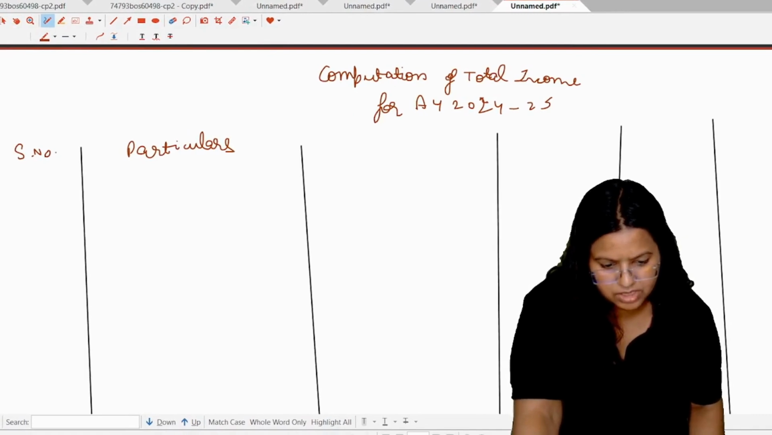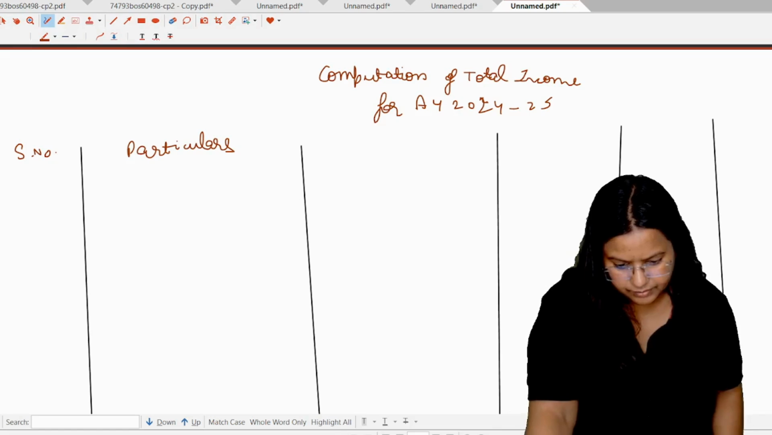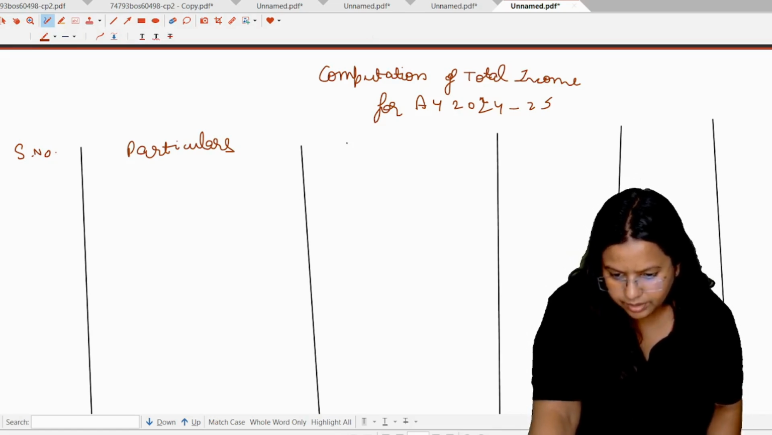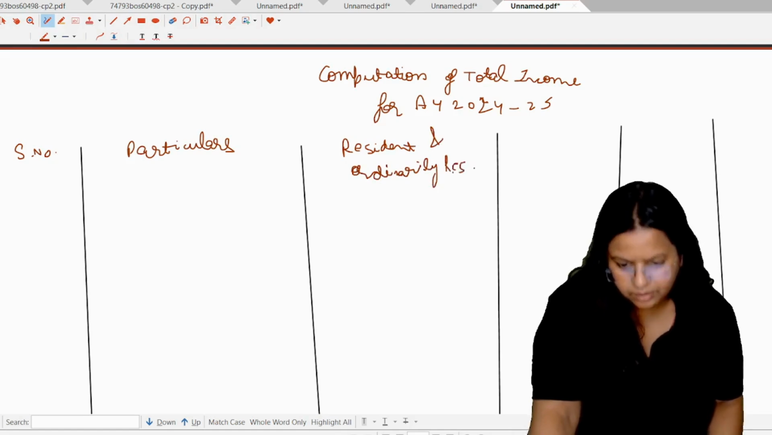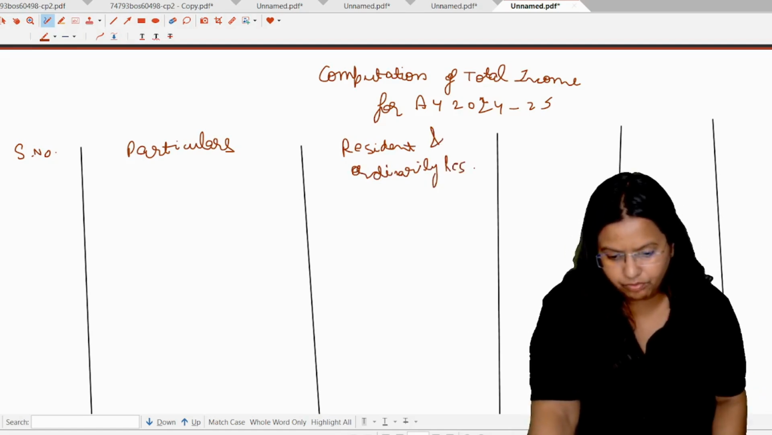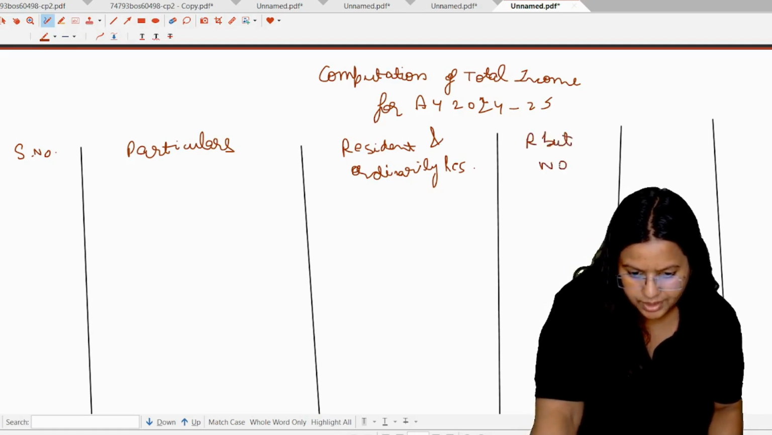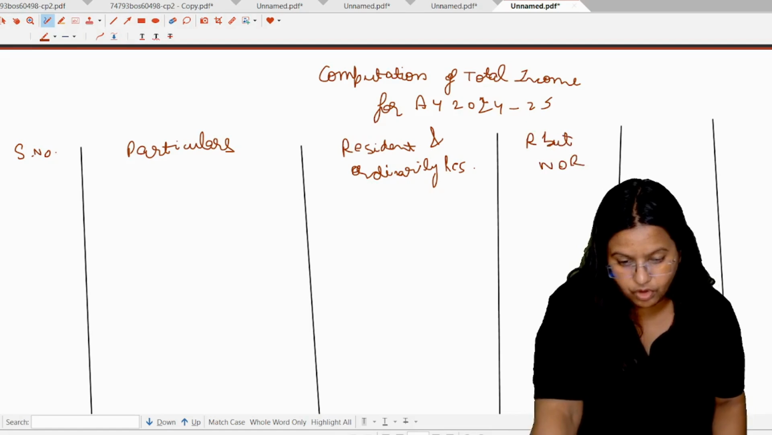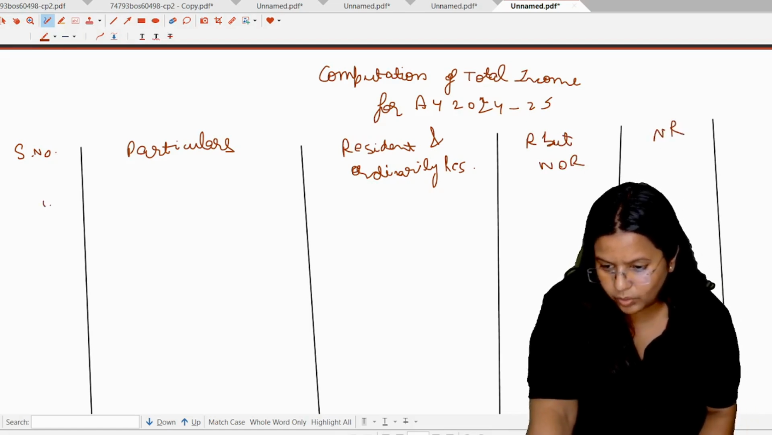I hope the screen is visible to all of you. Third is about resident and ordinarily resident, that is the ROR. Please write it completely; I am writing the short form for saving our time. Then R but NOR, that is resident but not ordinarily resident. Again, you have to write it in the full form. Then NR, non-resident.